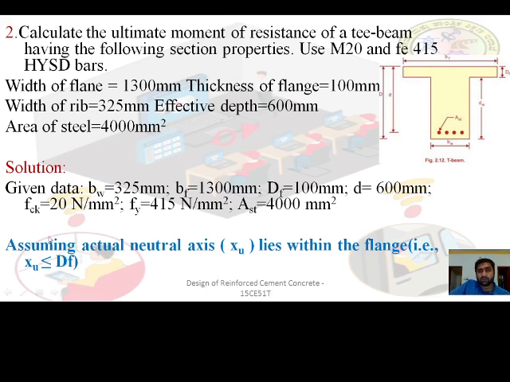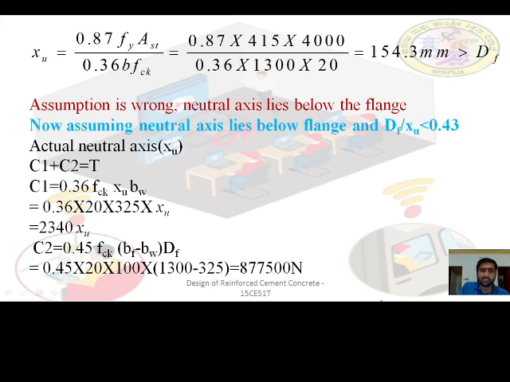So what we will do, we will assume that the actual neutral axis lies within the flange, that is XU is less than DF. We'll calculate the XU by using this formula. When you substitute the values over here, it will come to 154.3 millimeter. This value is greater than DF, because our DF value is 100 mm. So the assumption we had made is wrong. Actually, the neutral axis is lying in the web. It is not lying in the flange.